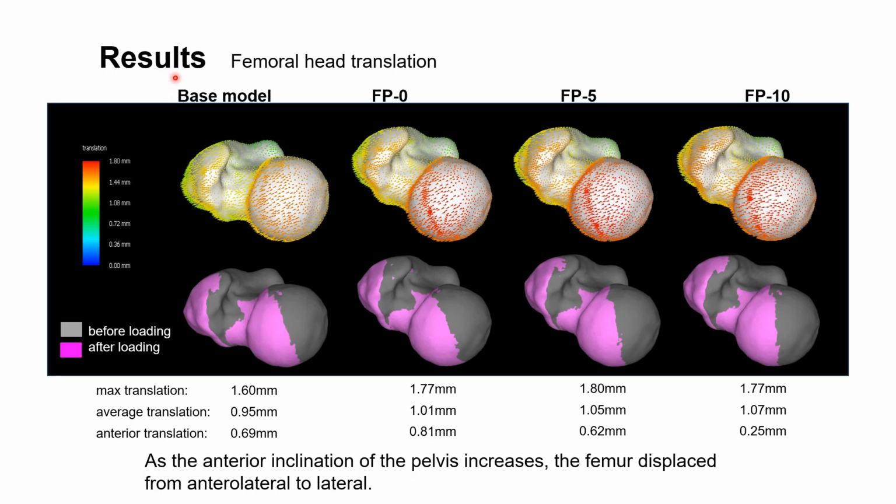This is the displacement of the femoral head. The direction of displacement at each node point of the femoral head is expressed as a vector. Compared to the base model, the false profile 0 model, which has an external rotation of the femur, has an increased amount of femoral head displacement. Also, as anterior inclination of the pelvis increases, the femoral head is displaced from anterolateral to lateral. In other words, the amount of anterior displacement has decreased.